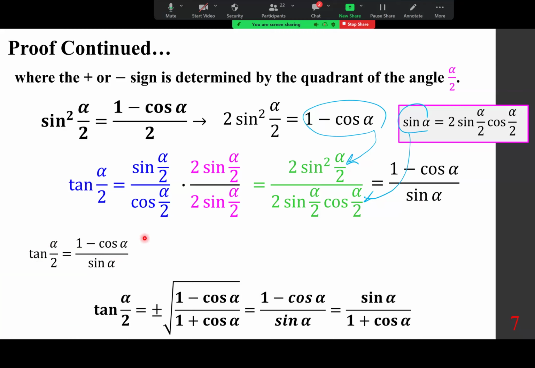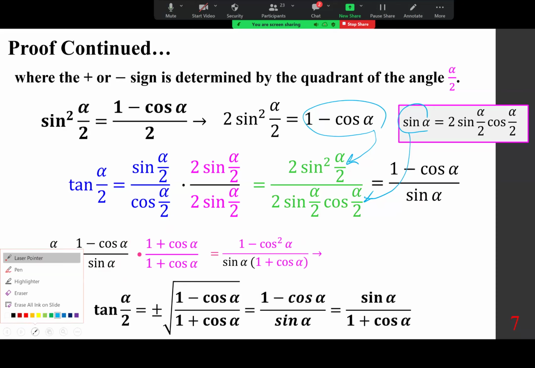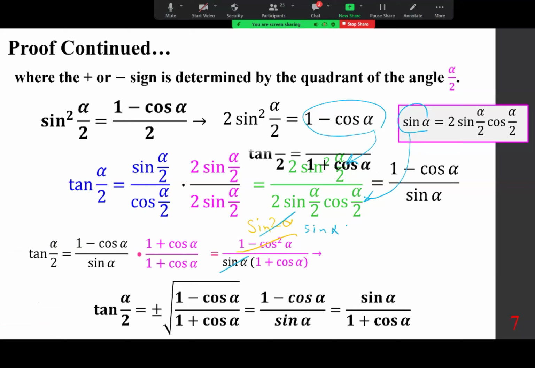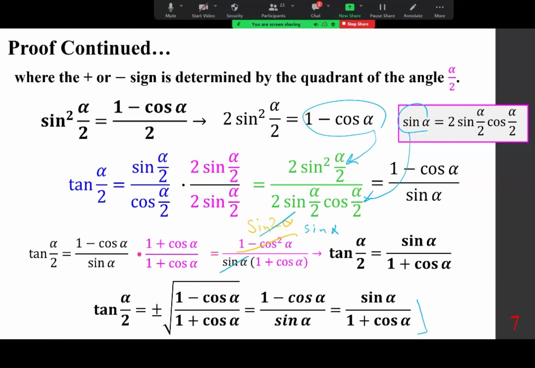So if we multiply by the conjugate of the numerator, that means 1 plus cosine alpha, and we divide by it, the numerator becomes 1 minus cosine squared. The bottom is sine times 1 plus cosine. And as you know, this is sine squared, which means it cancels out. This one gives us sine alpha. And that's the last one. We just proved this one.